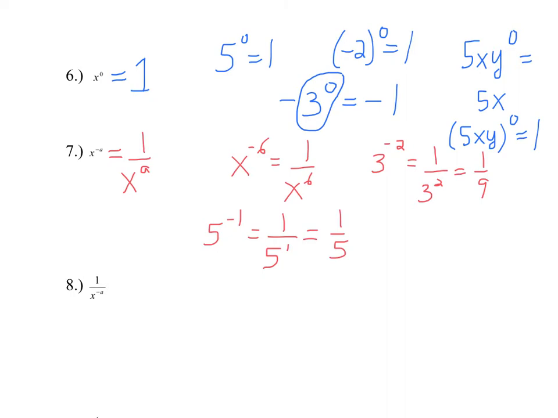One more. 4 to the negative 3. Okay. It's not negative 12. It's 1 over 4 cubed. All right, which is 1 over 64. Okay, so you get the idea. Next, working backwards here.